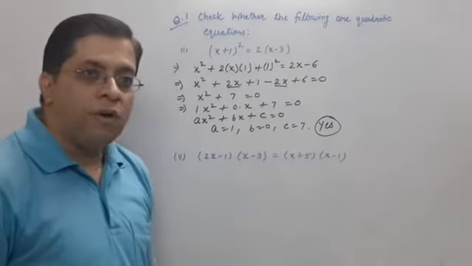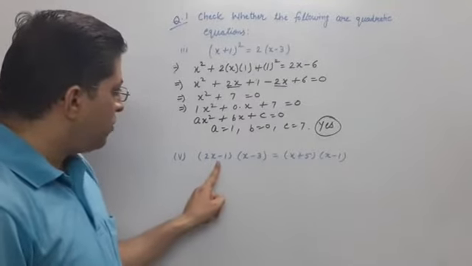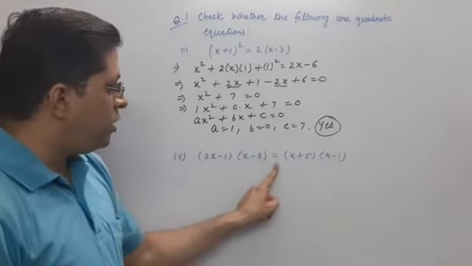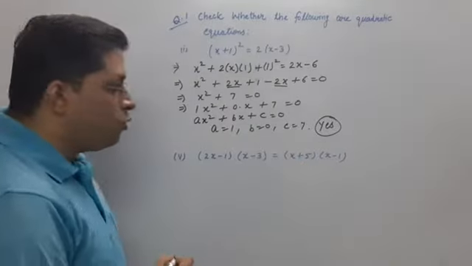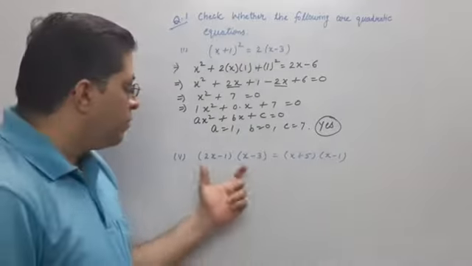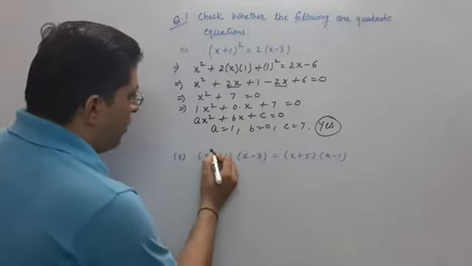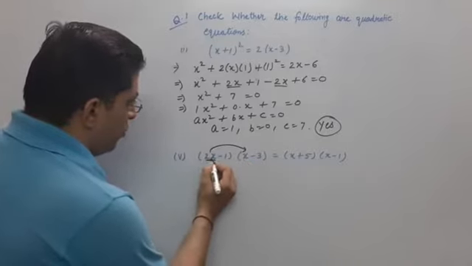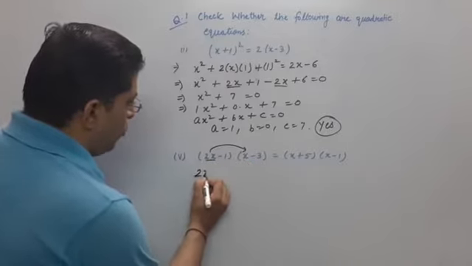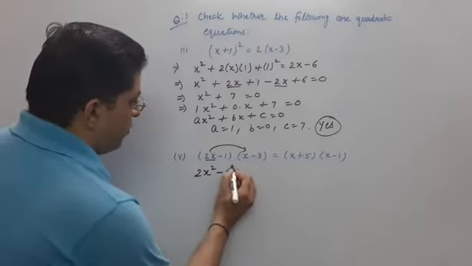Come, one more part we are going to do, fifth part. 2x minus 1 into x minus 3 is equal to x plus 5 into x minus 1. So what to do? I am using here the distributive property. See, I am multiplying 2x to both the terms. 2x into x is 2x square. Here minus 6x.